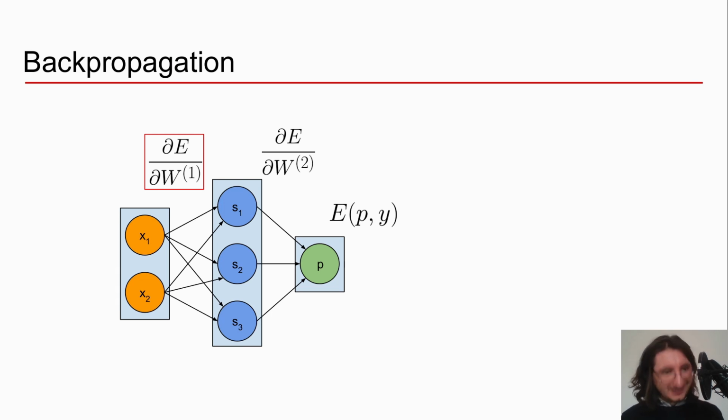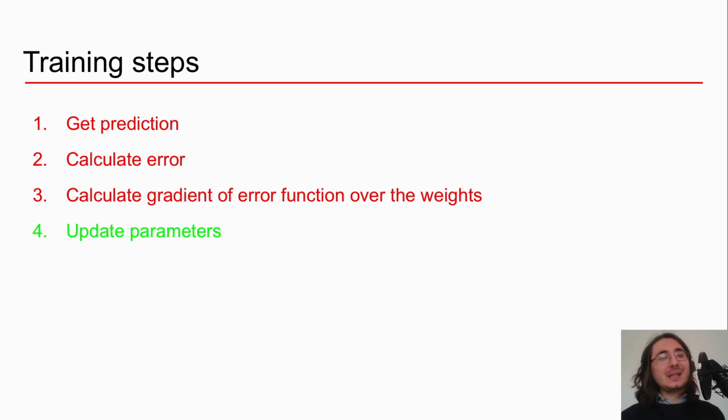Now you do. Nice. So let's go back to the higher level perspective, the training steps. We've seen the first three steps: we get the predictions, we calculate the error, and then we calculate the gradient of the error function over the weights. Now the last thing that remains to do is to actually update the parameters, to update the weights. So how do we do that?